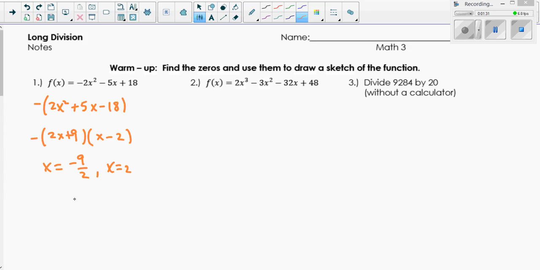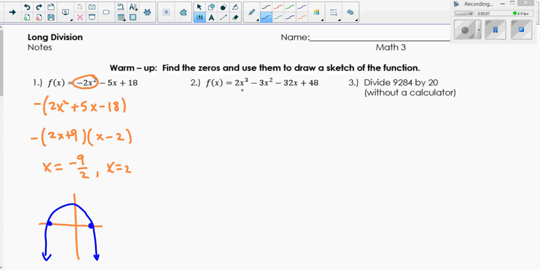So I want to draw a sketch of the function. Because this is x squared, it should look like a parabola. Because this is negative, it should look like a parabola going down. So negative 9 over 2 is negative 4.5, so somewhere over here. Positive 2 is somewhere over here. And then through the points, make sure that it looks like a symmetrical U. Okay. All right.